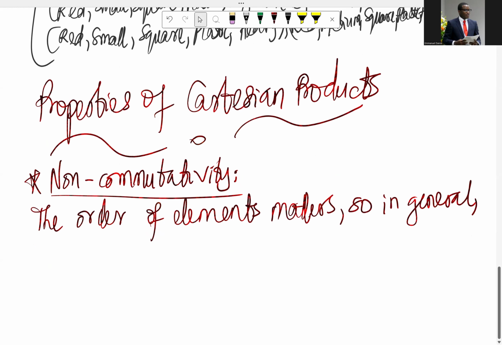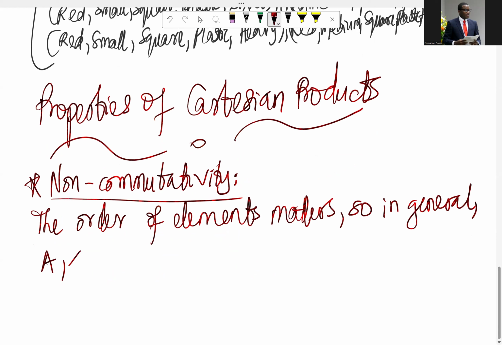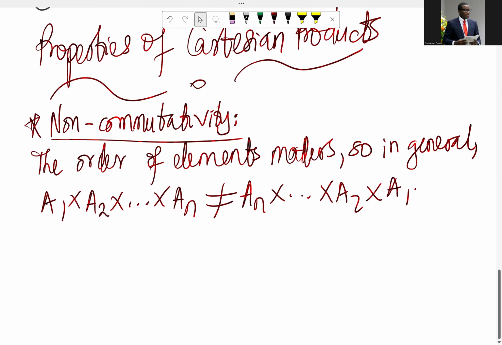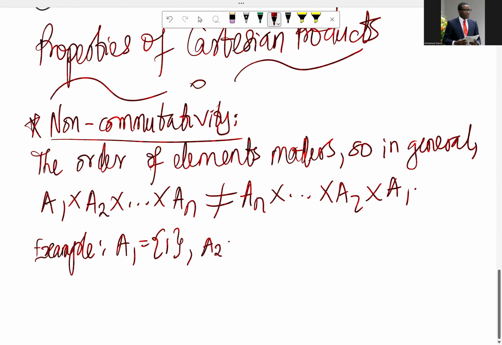So in general, we need to see that A1 times A2 times all that up to AN is not equal to AN times everything up to A2 times A1. We can take an example to demonstrate that. So take this simple example. A1 is actually 1 and A2 is actually A. A1 by A2 is simply, these are just two singleton sets. If you take the Cartesian product, you're just going to get 1A.